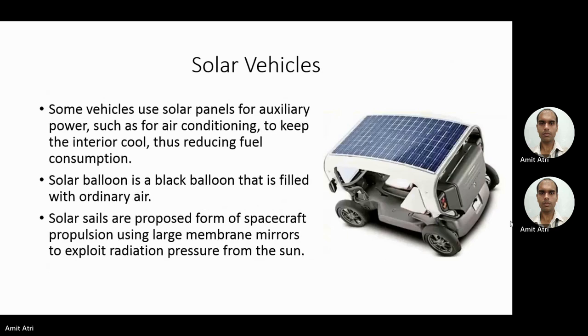Now, the solar vehicles have a huge scope in the near future. So they are using solar panels for auxiliary power. Okay, like for air conditioning, to keep the interior cool and reduce the fuel consumption, because the AC is there, they are using the fuel for cooling. Again, a solar balloon, that is a black balloon, it is filled with ordinary air. So solar sails are a proposed form of spacecraft propulsion using large membrane mirrors to exploit radiation exposure from the sun.